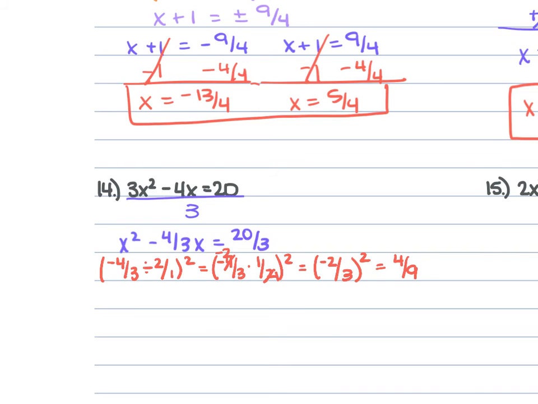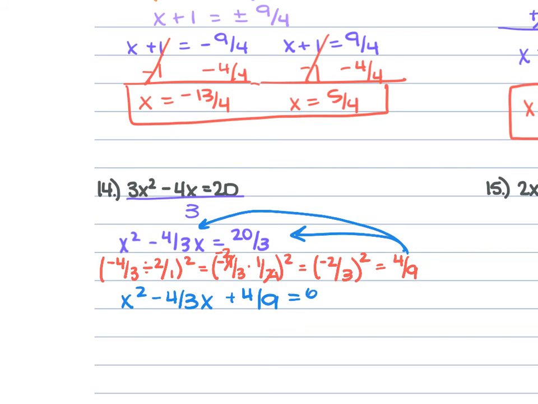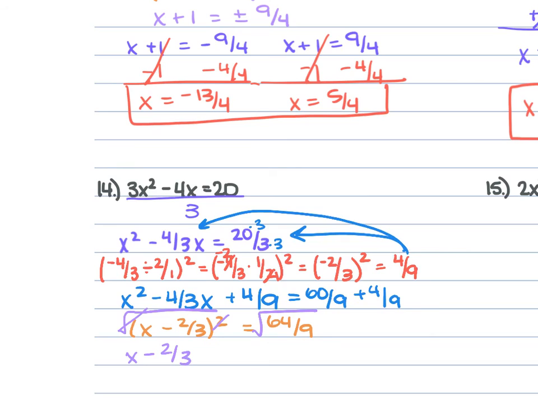I'm going to add that 4/9 to both sides of my equation. So I'm going to have x squared minus 4 thirds x plus 4 ninths is equal to 20 over 3, which is the same thing as 60 over 9, multiplying the 3 by 3 and the 20 by 3, plus 4 ninths. So from here, I'm going to have x minus 2 thirds squared is equal to 64 over 9. I take the square root of both sides. I'm going to have x minus 2 thirds is equal to plus or minus 8 over 3.